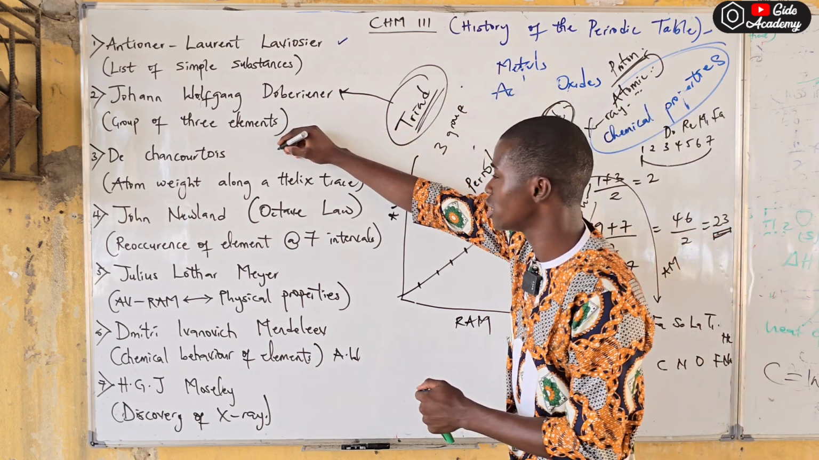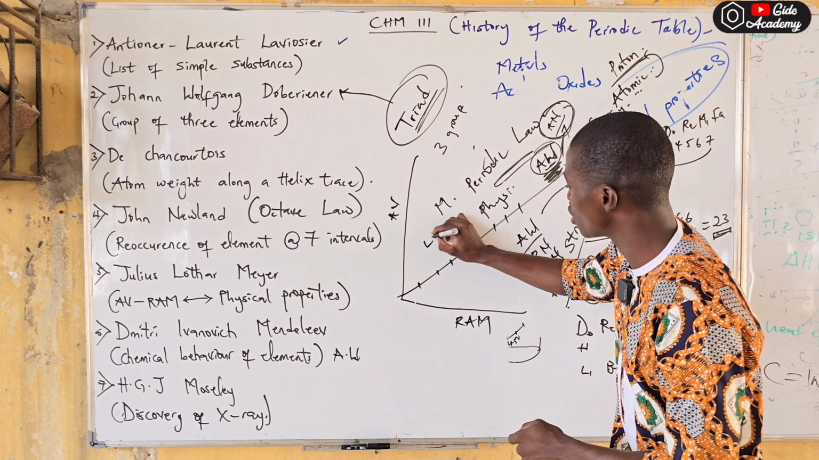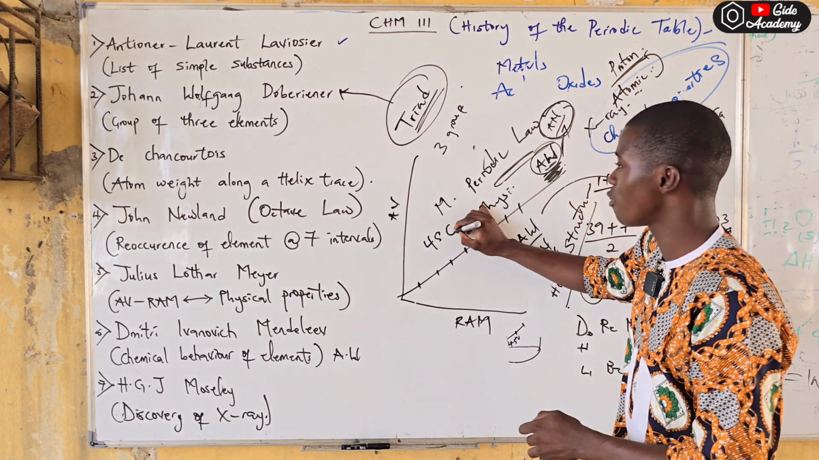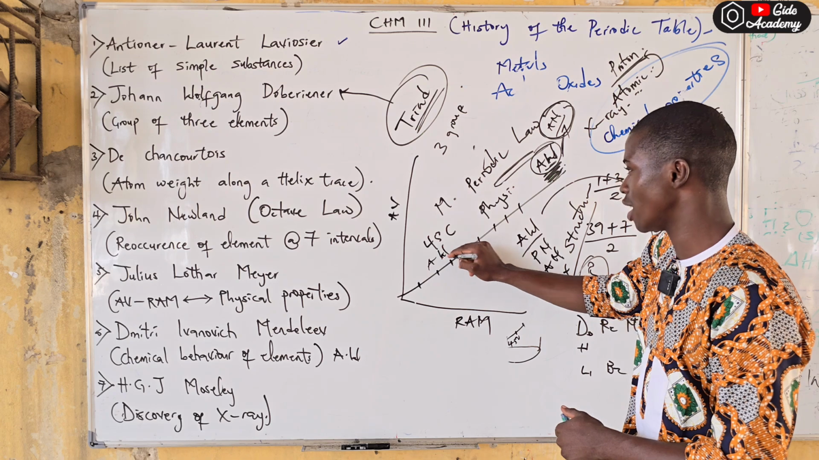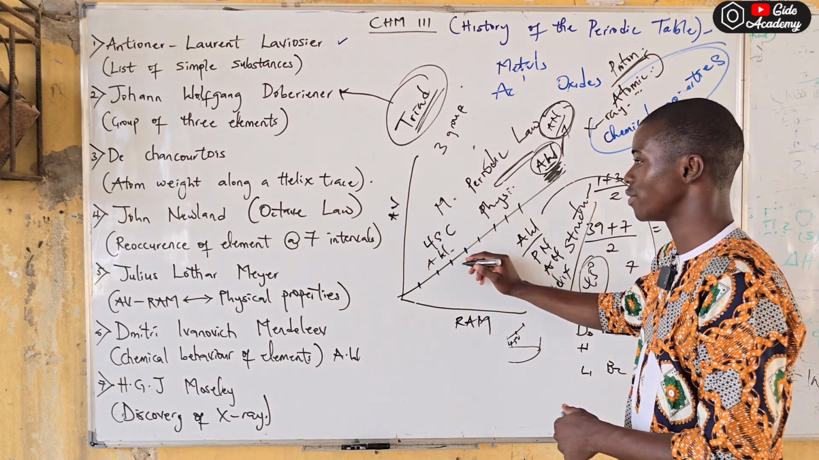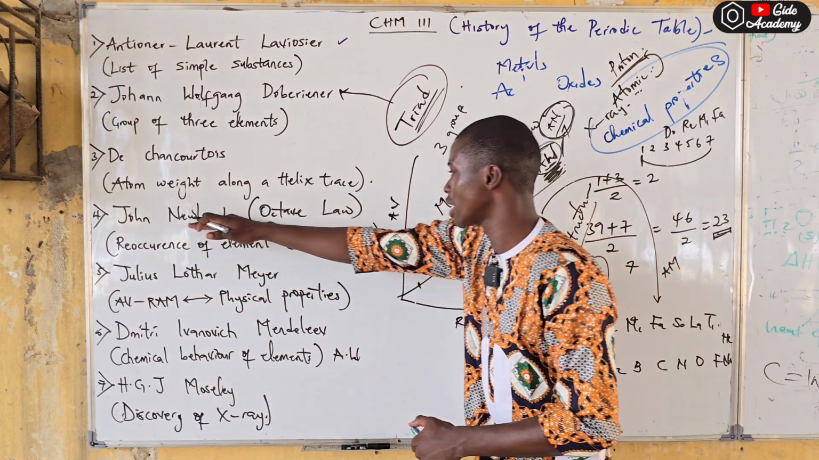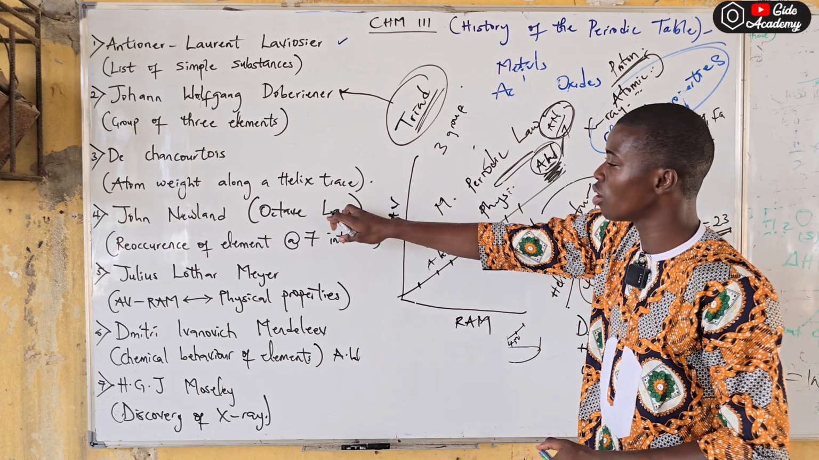Then for Chancourtois, he was the one that used the helix trace of 45 degrees, and he plotted the atomic weight of an element along the helix trace of 45 degrees. So what about John Newlands' classification? He was the one that proposed the law of octaves.